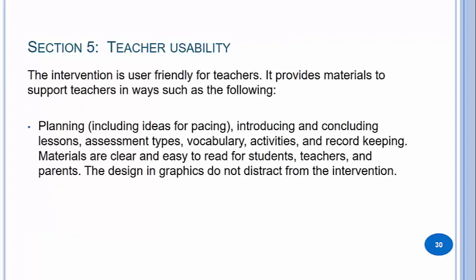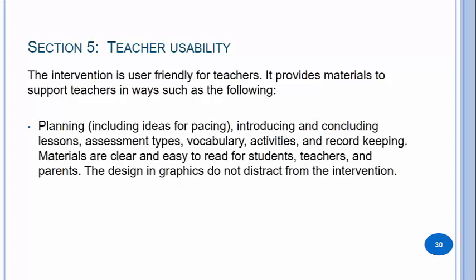And then teacher usability. It goes back to those systematic, explicit things. We want to make sure that there's planning, there's pacing, there are lessons available, assessments, activities, and things they can use to record what they're doing. Basically, you want clear and easy to read material for the teachers and the students. If the teacher can understand what they're providing for an intervention, it's going to be more effective for the student.